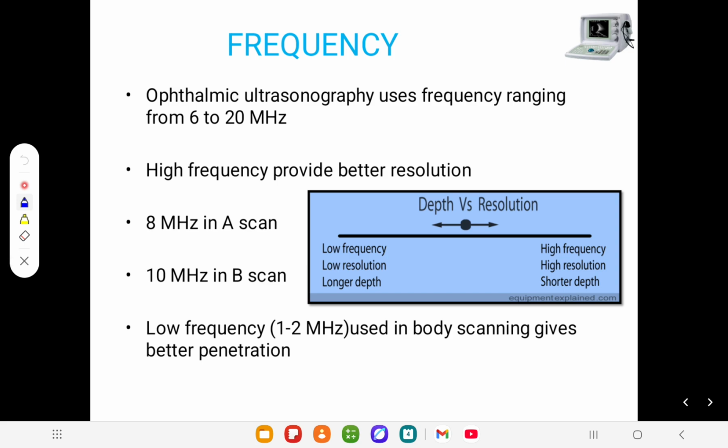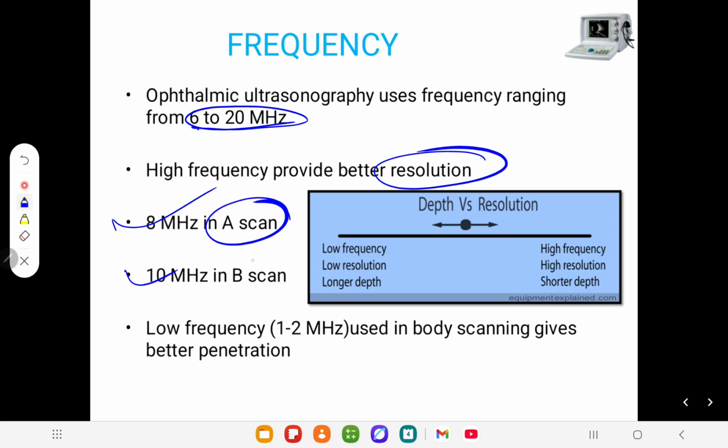Frequency. Frequency means what are the frequencies we use? Generally we use 6 to 20 megahertz, but roughly around 8 to 12 megahertz is very common in ultrasonography. High frequency provides better resolution. I'll tell you about it. So 8 megahertz in A scan typically and 10 megahertz in B scan, and we'll definitely talk about what A scan is, what B scan is.